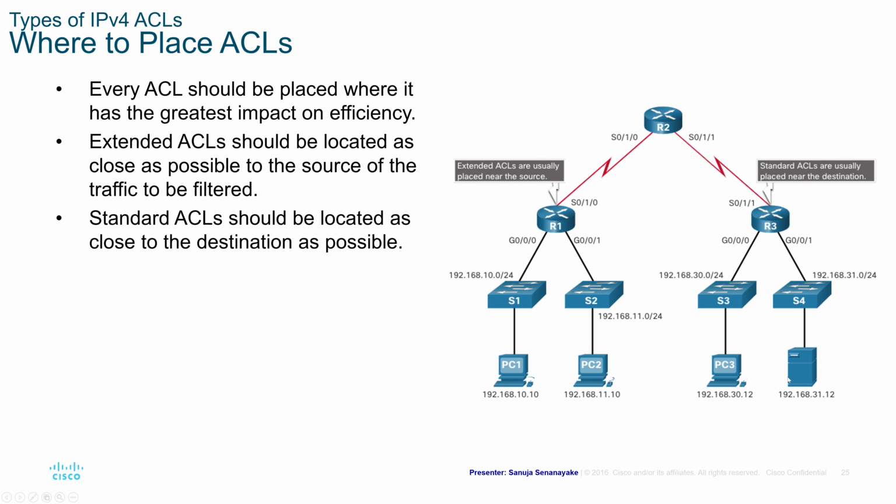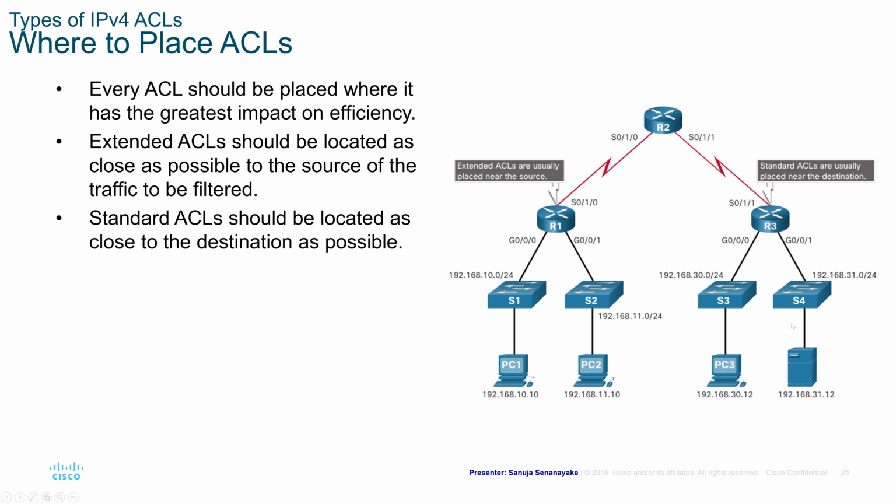If everybody on this network is trying to reach servers on your network, which is the most common case in most corporate network environments, any standard ACL associated with that server should be placed as close to that server as possible. That's a very common use of standard ACLs. So that's what you need to get out of this slide.